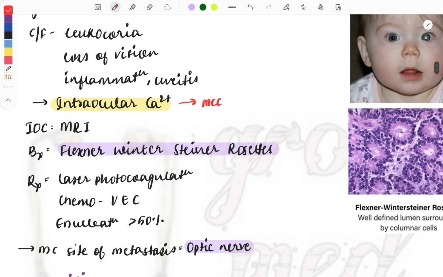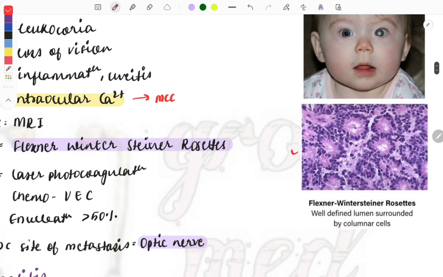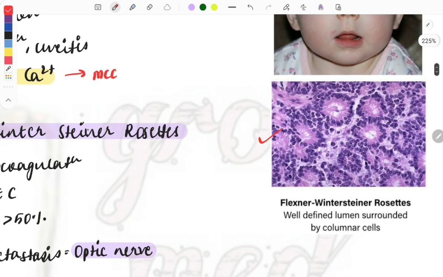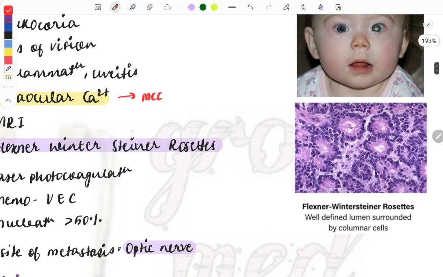Investigation of choice is the MRI, and on biopsy we can see the Flexner-Wintersteiner rosettes. So these are the Flexner-Wintersteiner rosettes, and you can see here the well defined lumen. This lumen is visible, well defined, and it is surrounded by various cells. So this is an important image asked in relation with the pathology also. They can give an image based question also.